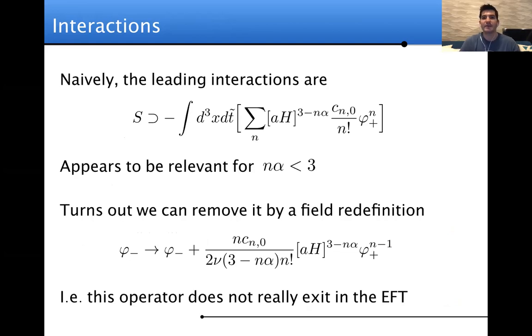So naively, the leading interaction is potentially relevant, and that's for phi plus to the n. It scales like an operator of dimension n alpha, which is potentially less than 3, and thus would correspond to a relevant deformation. But this actually turns out to be wrong because this operator can always be removed by a field redefinition. This you would already see in perturbation theory, because if you went to calculate effects with this operator, you would find that it doesn't contribute.